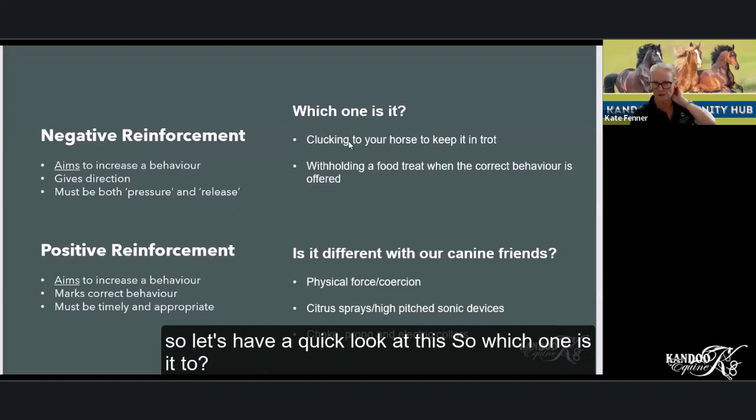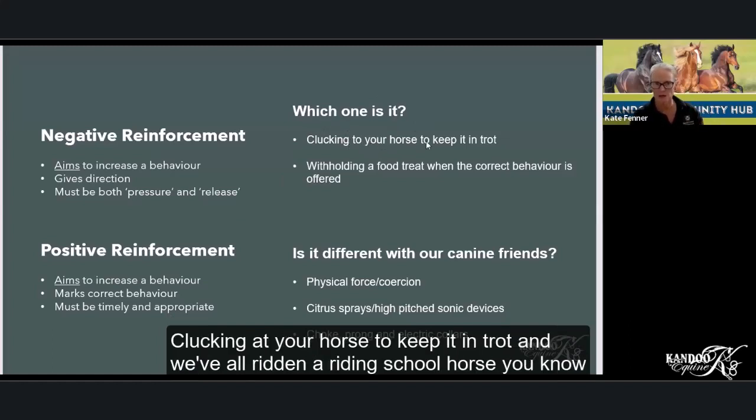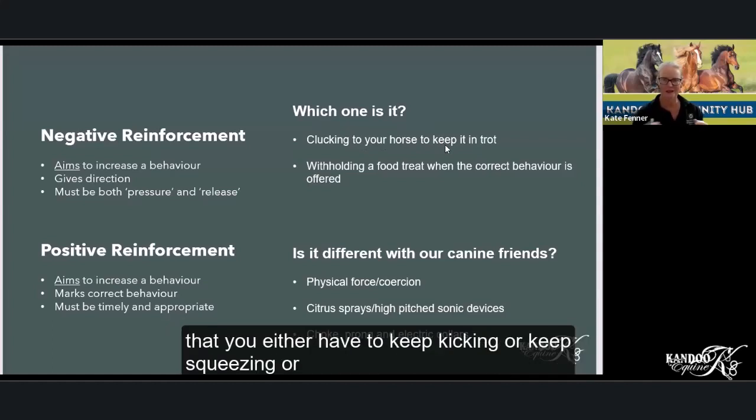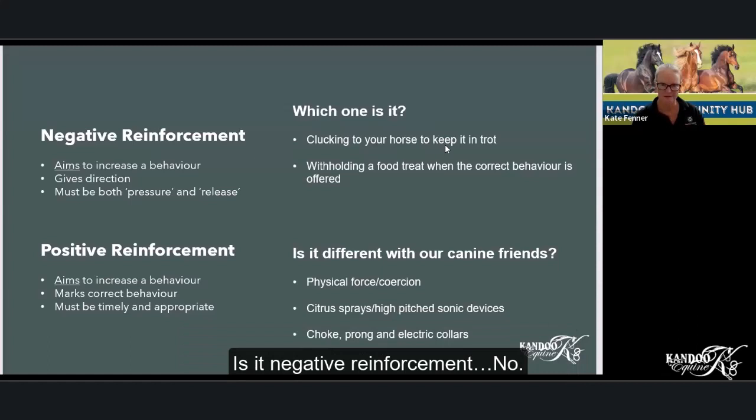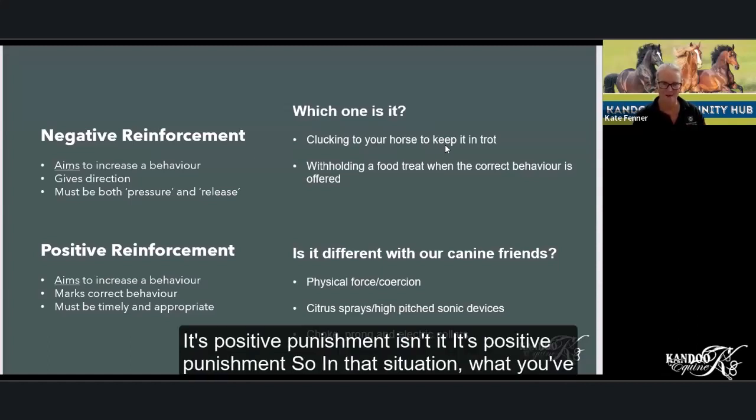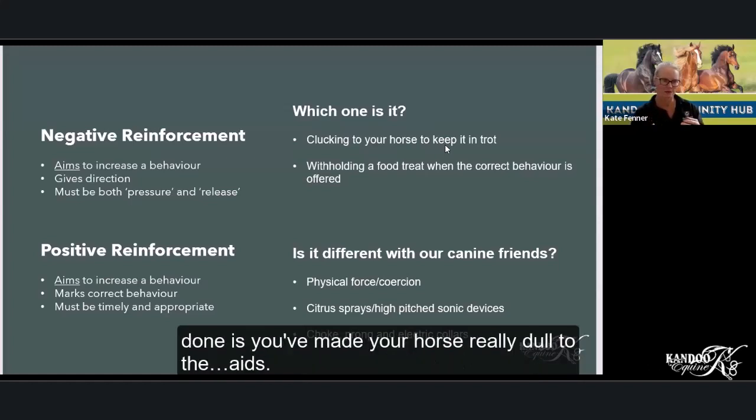So which one is it? Nagging at your horse to keep it in trot. And we've all ridden a riding school horse that you either have to keep kicking or keep squeezing or keep clucking, and if you stop, the horse stops trotting. Is it negative reinforcement? No. It's positive punishment, isn't it? So in that situation, what you've done is you've made your horse really dull to the aids.